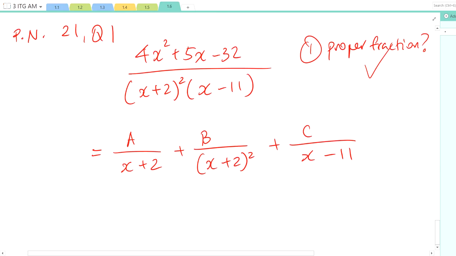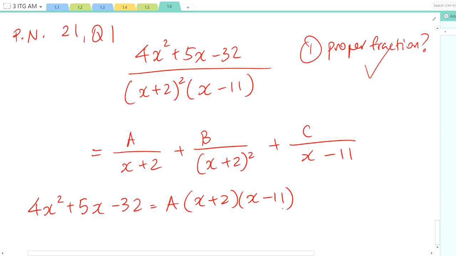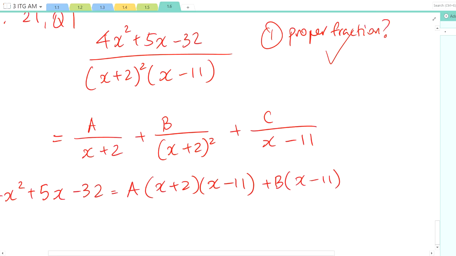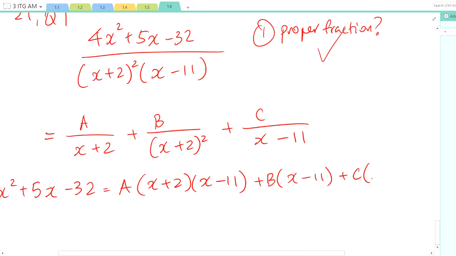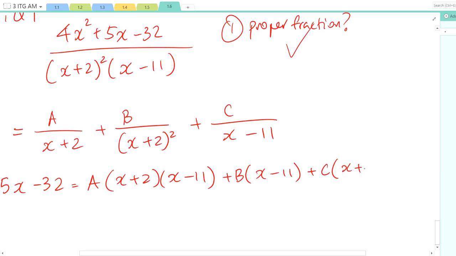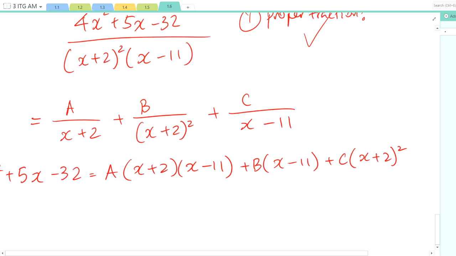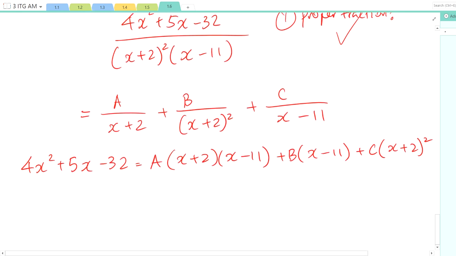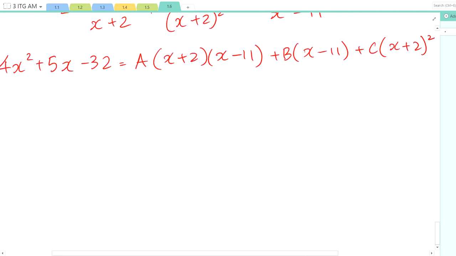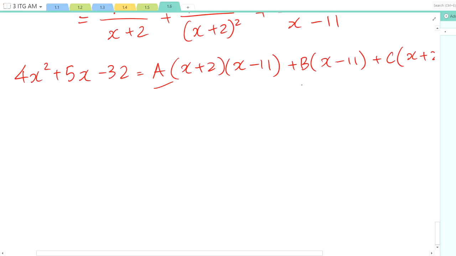Now multiplying throughout by the denominator, I will have 4x squared plus 5x minus 32 equals A times (x plus 2)(x minus 11) plus B(x minus 11) plus C multiplied by (x plus 2) squared. This is now my polynomial. Okay, this is now what I have to find out, the values of A, B, and C.